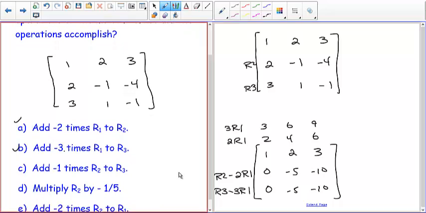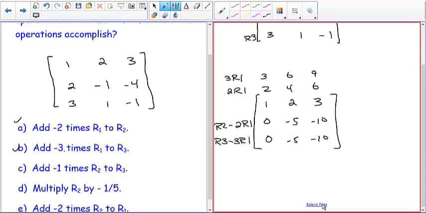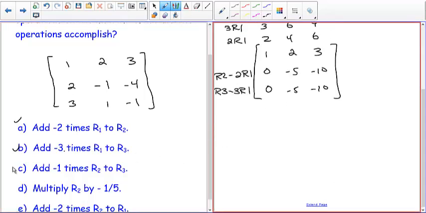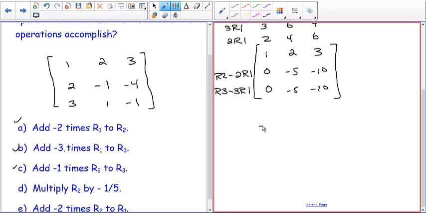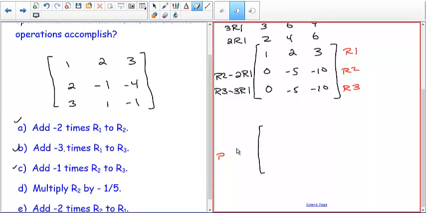Now, the next step says add negative 1 times R2 to R3. So now I'm into this new matrix. This is now the new R1, and this is the new R2. I've substituted. This is the new R3. So what they want me to do is add negative 1 times R2 to R3. So that's the same as R3. I'm going to move this down a little bit here.